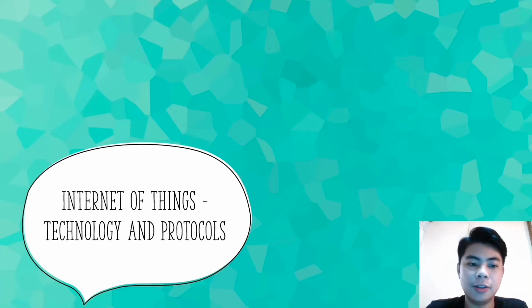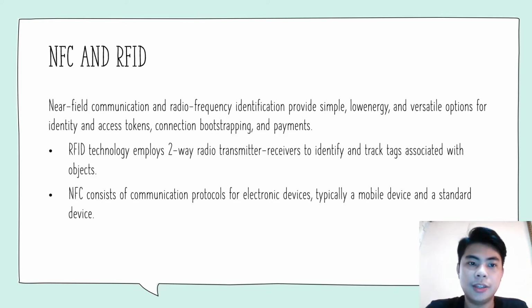Internet of Things, technology and protocols: NFC and RFID. Near-field communication and radio frequency identification provide simple, low-energy, and versatile options for identity and access tokens, connection bootstrapping, and payments. RFID technology employs two-way radio transmitter receivers to identify and track tags associated with objects. NFC consists of communication protocols for electronic devices, typically a mobile device and a standard device.